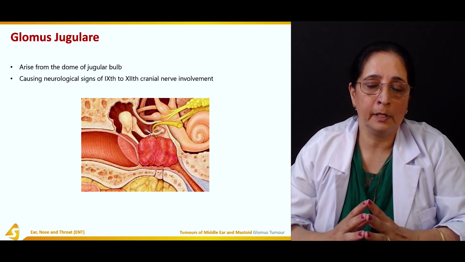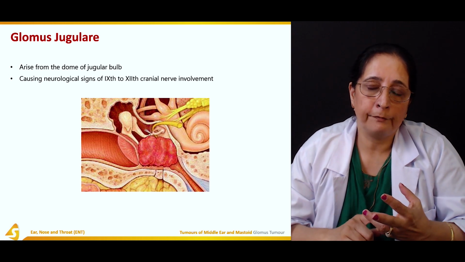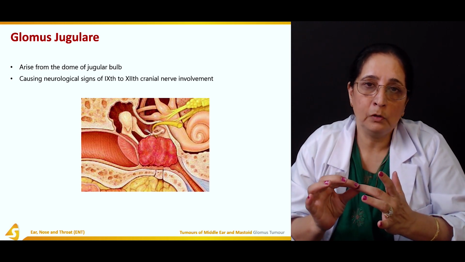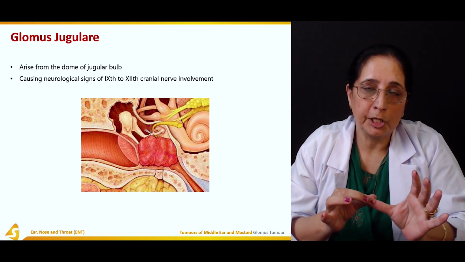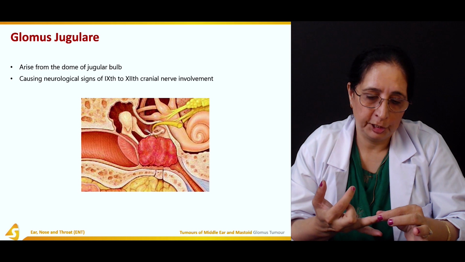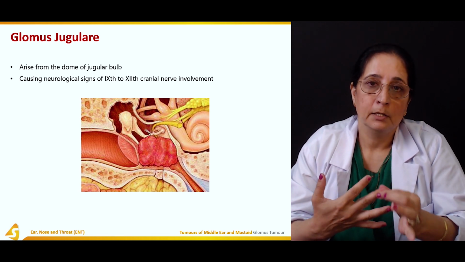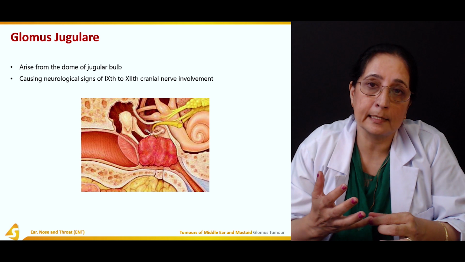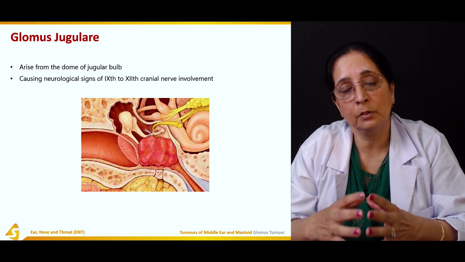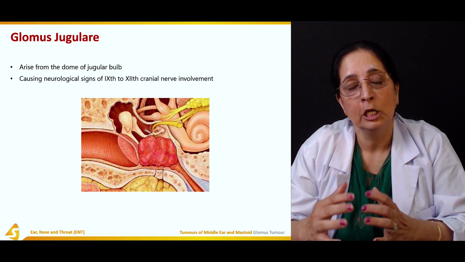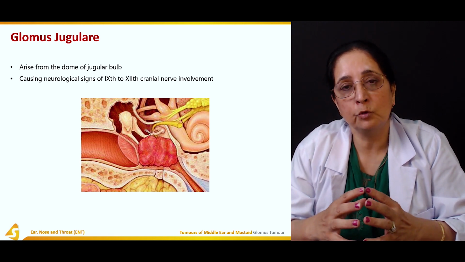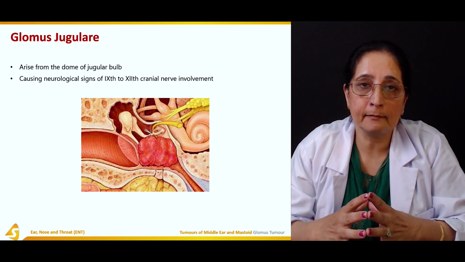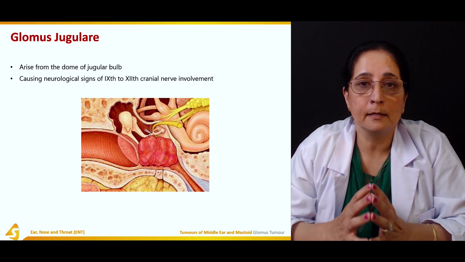So there are 12 cranial nerves. We have the olfactory nerve, which is the first cranial nerve, then optic, oculomotor, trochlear, trigeminal, abducent, facial, vestibulocochlear. So our 9th cranial nerve is glossopharyngeal. Then we have vagus, accessory, and hypoglossal. So the signs are mainly due to involvement of the 9th to 12th cranial nerves, which include glossopharyngeal, vagus, accessory nerve, and hypoglossal nerve.